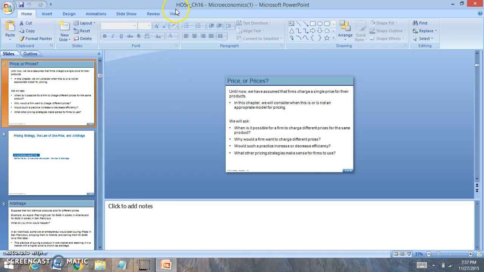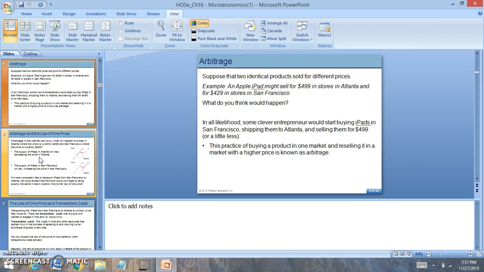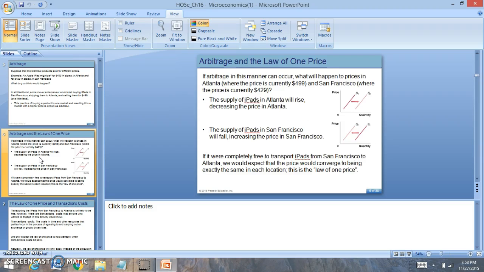Let me get this a little bit bigger for us. You'll notice that we deal with this concept of arbitrage. Now, arbitrage is dealing with the law of one price. Basically, the law of one price is going to hold in the sense that where we buy the product, it should be the same throughout. And people will take advantage of arbitrage when you look at where they can find one opportunity over another.